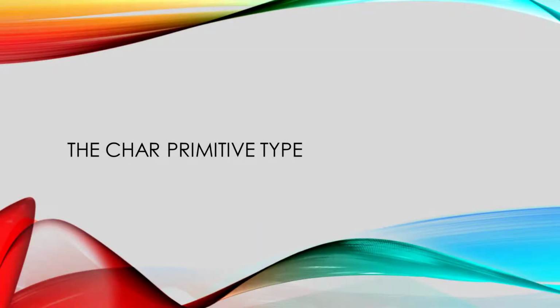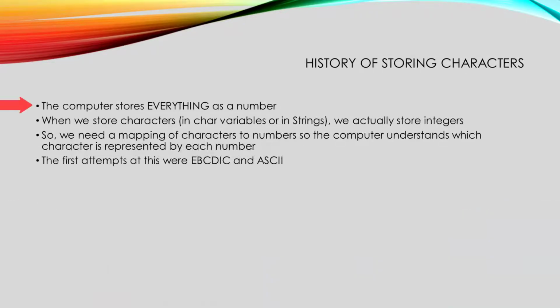The last primitive type we need to talk about is char, the type that allows a variable to hold a single character. Even though it feels to us like the computer stores names, music, video, and games, it really only stores numbers. So in order to store characters, we need a mapping that associates each character with a number.